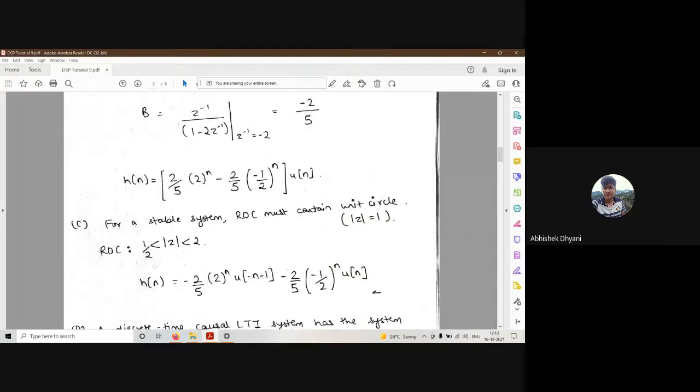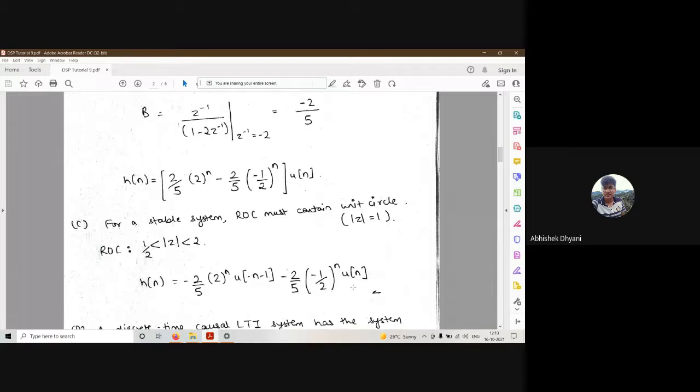So when we look at h of n, all of the things remain the same except when we are talking about 2 raised to the power n. For that, it is a left sided sequence because the region of convergence is up to mod z equal to 2. So we multiply it with u, so there is a u of minus n minus 1 here. And similarly, when we talk about 1 by 2, mod z equals 1 by 2, the signal is right sided. So we will have u of n here. That is the only difference.